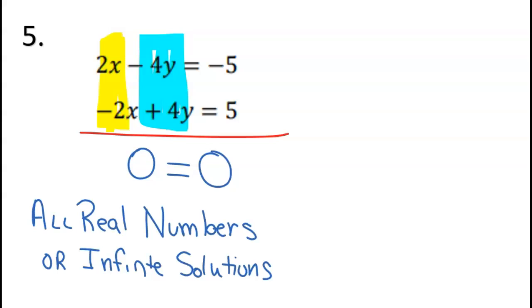Because what this means is I have a line, and the second line is sitting right on top of it. So how many intersection points would it have? Every single point on the line is an intersection point. And that's why all real numbers, every single number on the line is an answer. There's infinite intersection points.